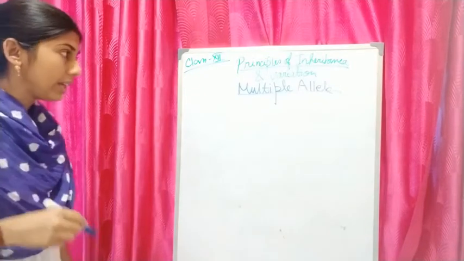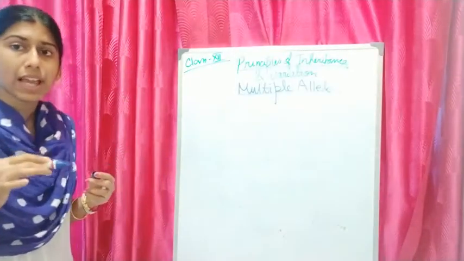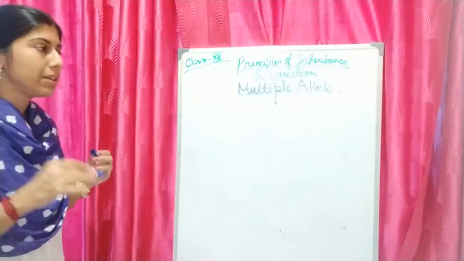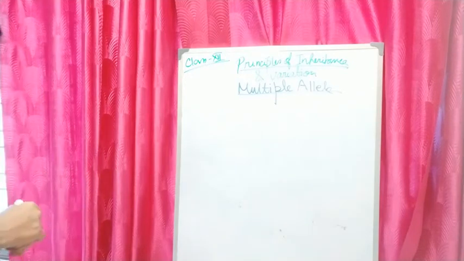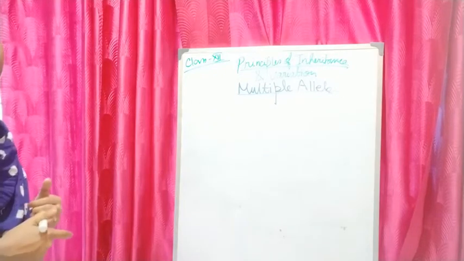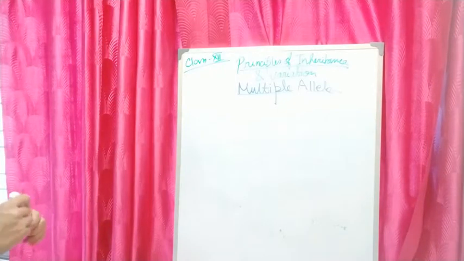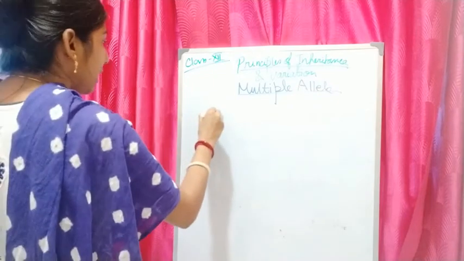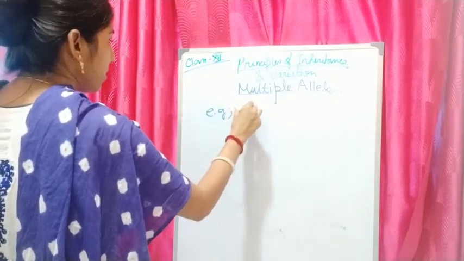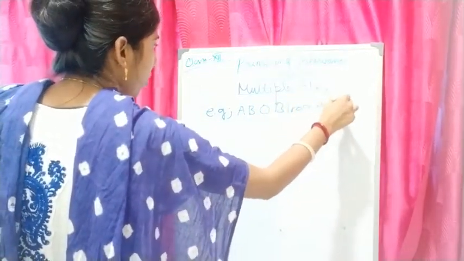As you can understand from the name, multiple allele means many alleles are present. It is the phenomenon of inheritance in which a gene exists in more than one allelic form. What is an example of multiple allele? Again, the ABO blood group system is the example of multiple allele.